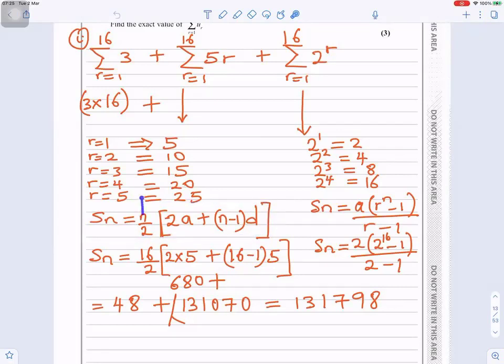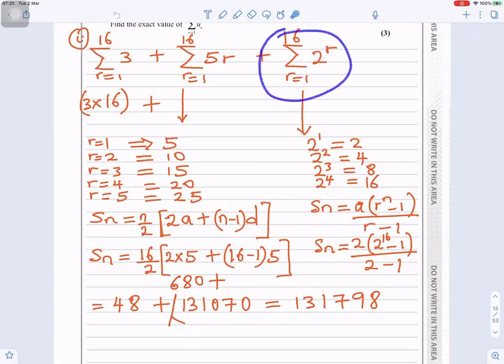So n is 16 because there are 16 numbers. The a, the first one, is 5. And d, the difference, is 5 because 10 minus 5 is 5, 15 minus 10 is 5. You put those numbers, n is 16, a is 5, d is 5, into your calculator and you will get the final answer, 680.